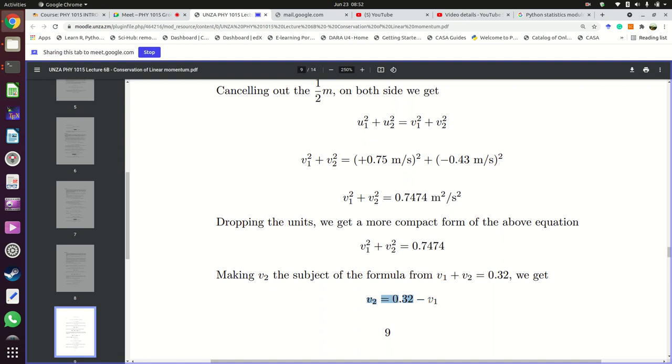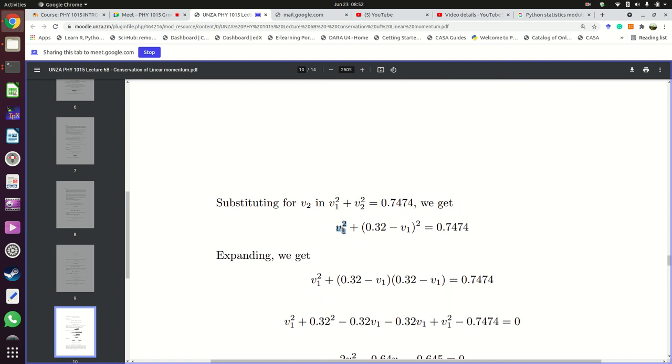So what am I trying to do here? With this expression, I'm trying to substitute it here. This is where I'm trying to substitute. So I want to substitute v2, which is equal to 0.32 minus v1, so that I end up with an equation which is only in terms of v1. And hopefully I'll be able to solve this equation. Okay, so when we do that substitution, I end up with v1 squared plus (0.32 minus v1) squared, in place of v2, equals 0.7474.